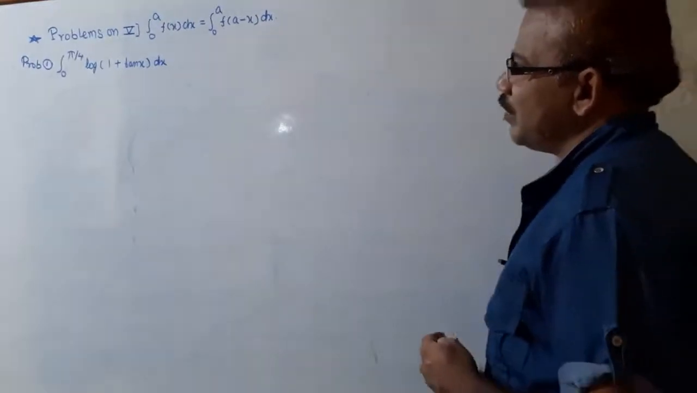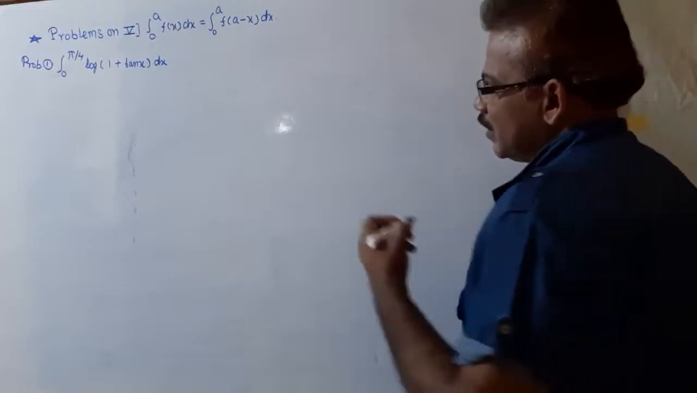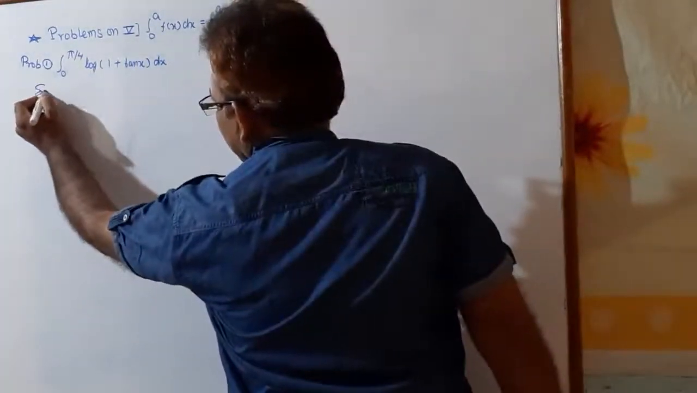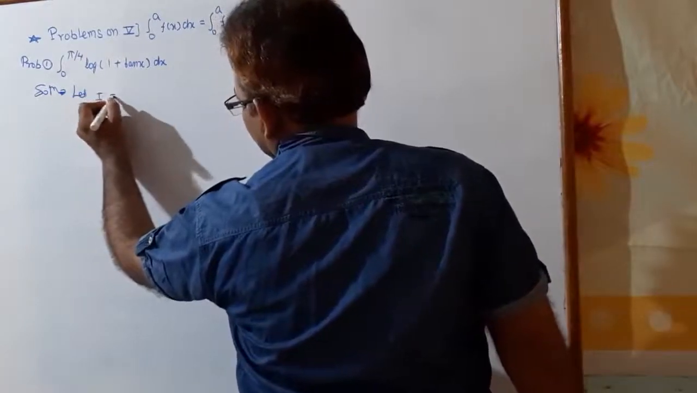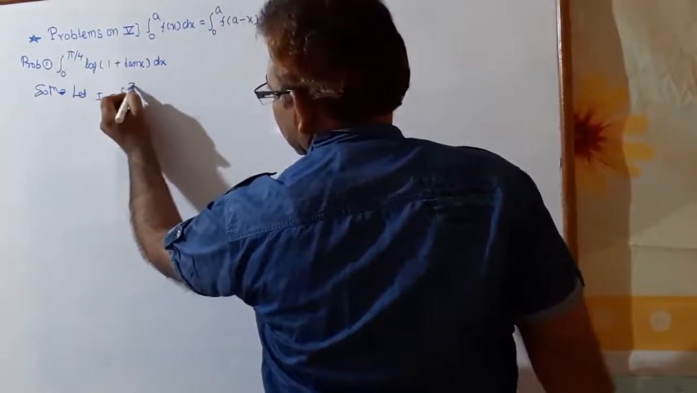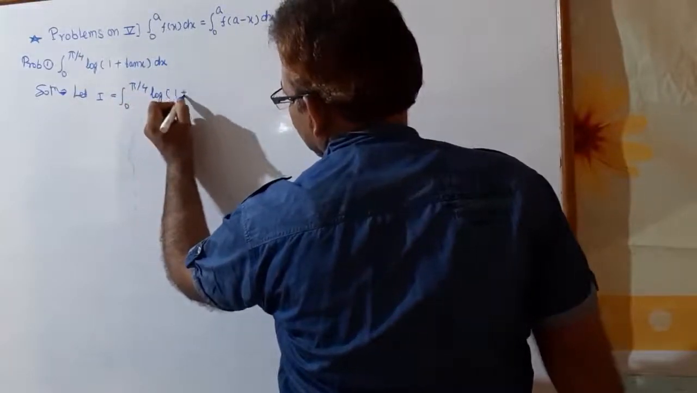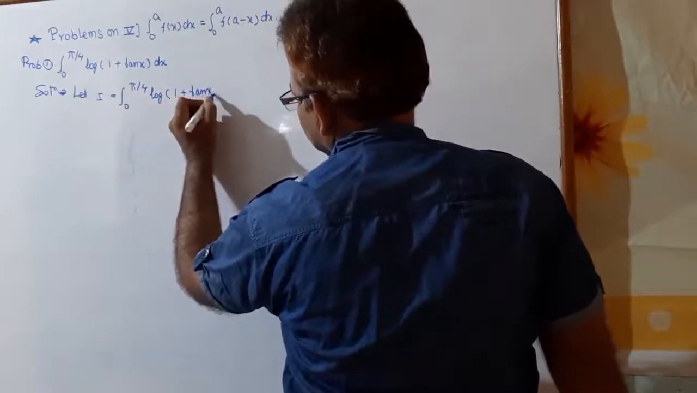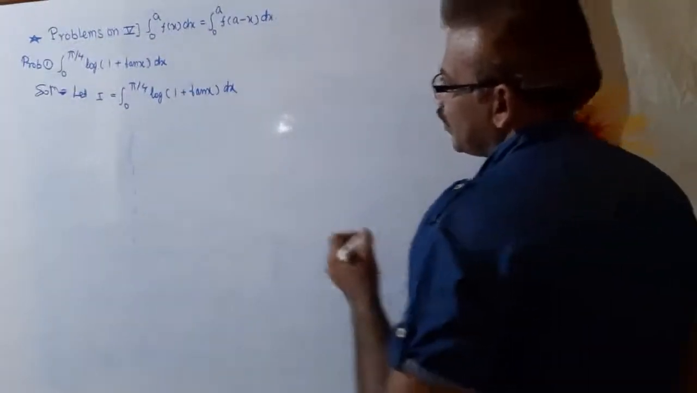So the first problem: evaluate integration 0 to pi by 4 log of 1 plus tan x dx. So see the solution. First write I equal to the given problem, integration 0 to pi by 4 log of 1 plus tan x dx. So you know the fifth property. So apply the fifth property here.